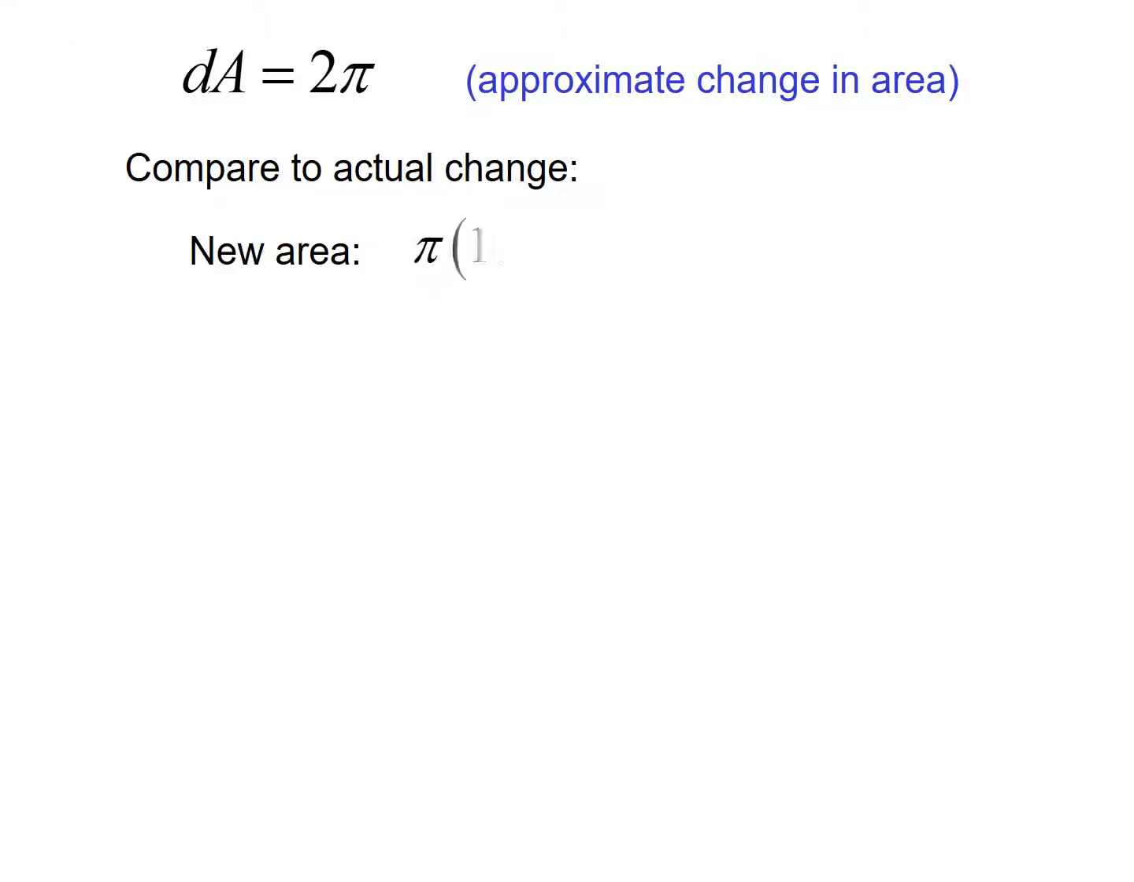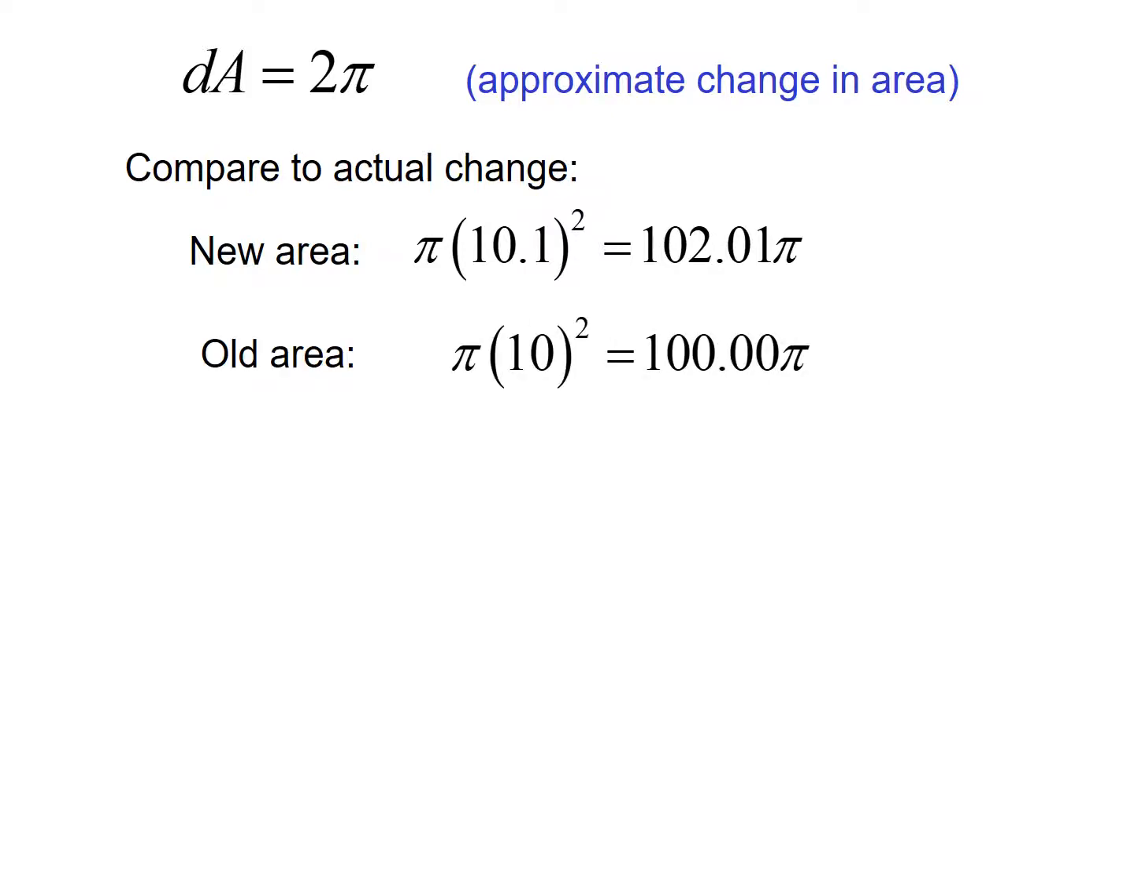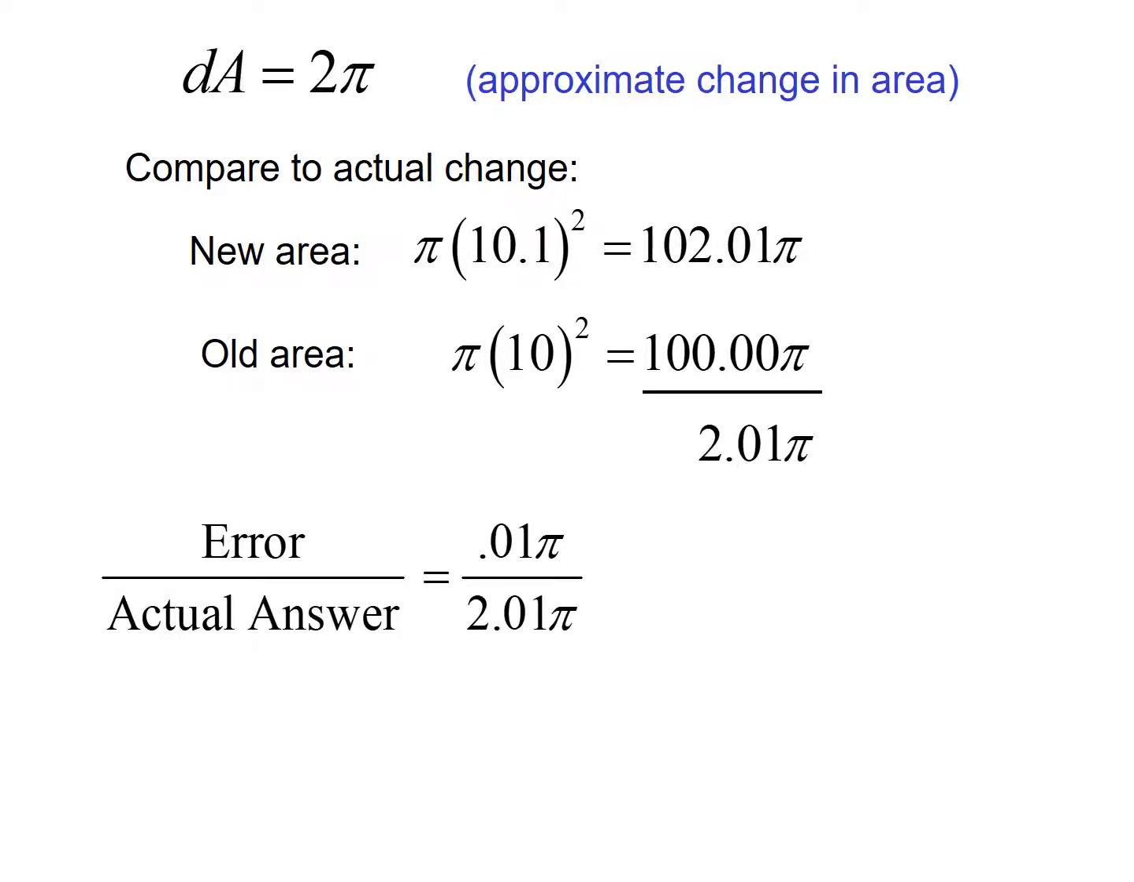Okay, if we compare this to the actual change, we can find the new area by increasing the radius to 10.1. The old area was when the radius was 10, and if we take the difference, we'll compute this as our difference between the two values, our approximation and the true value, over the actual value, and you can see our percent error is 0.5%.